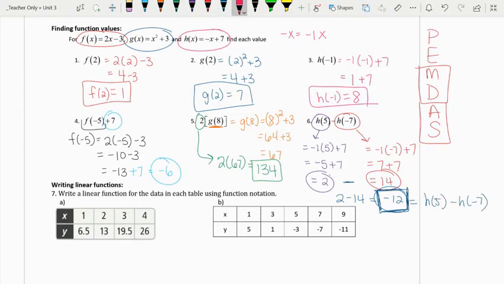Okay, so this is a big part of today. This is something that you're going to do here on out periodically. So it's definitely a very crucial part of this chapter.